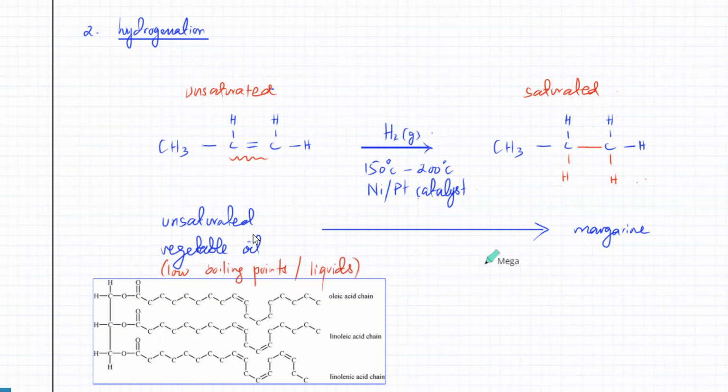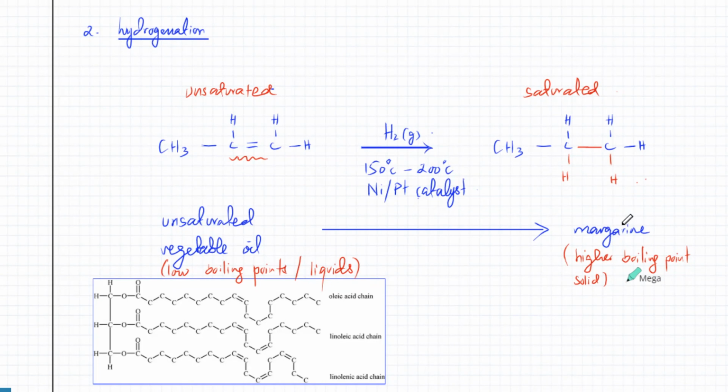What is margarine? Margarine has slightly higher boiling points, and it's a solid. I mean, although it melts very quickly, it is a solid. There's not much of a big difference between the two, but there's a slight difference. This one is liquid. So if you want to spread something on your toast, margarine is a much better option. You can't do that with vegetable oil. So that's an industrial way of making something that is very similar to butter. Is that clear?